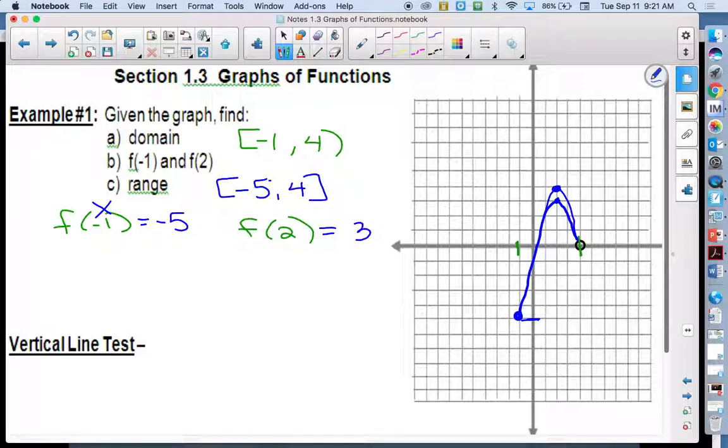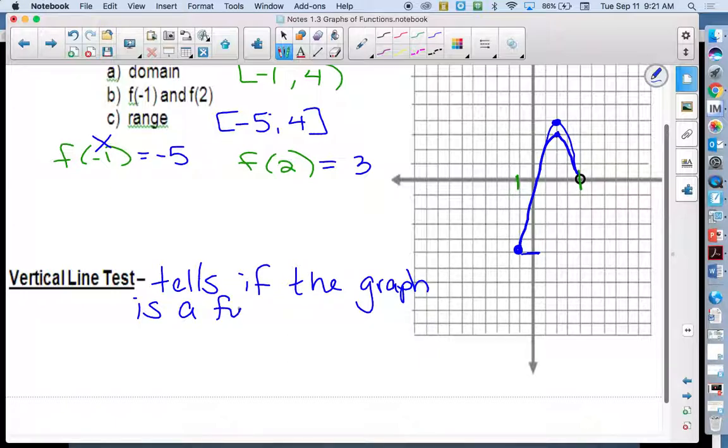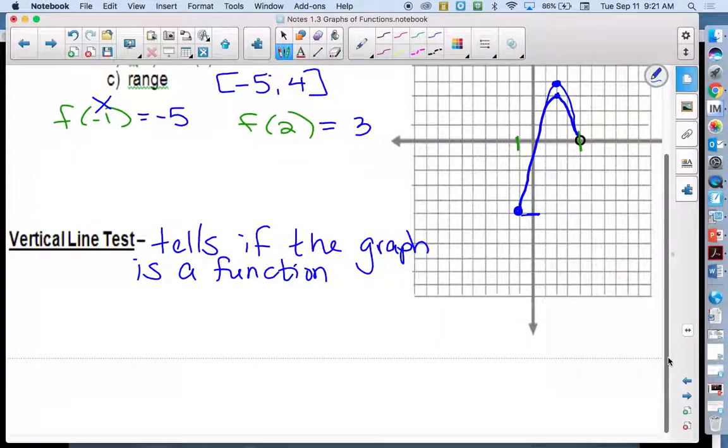What's the vertical line test do? Chandler said it tells if the graph is a function. Sean, how does it tell if the graph is a function? If it doesn't move through 2 points on the same x value, then it's a function. Otherwise it's not a function. So we draw vertical lines. And he said they must pass through the graph one time for it to be a function.